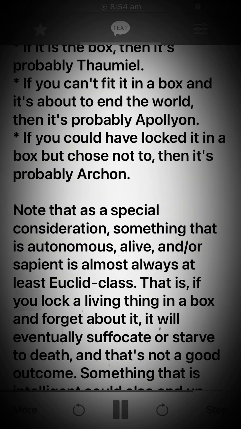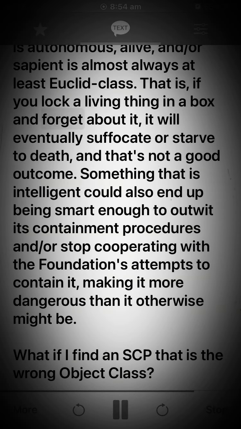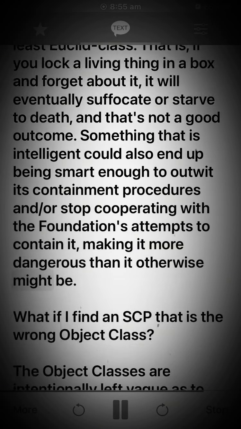That is, if you lock a living thing in a box and forget about it, it will eventually suffocate or starve to death, and that's not a good outcome. Something that is intelligent could also end up being smart enough to outwit its containment procedures and/or stop cooperating with the Foundation's attempts to contain it, making it more dangerous than it otherwise might be.